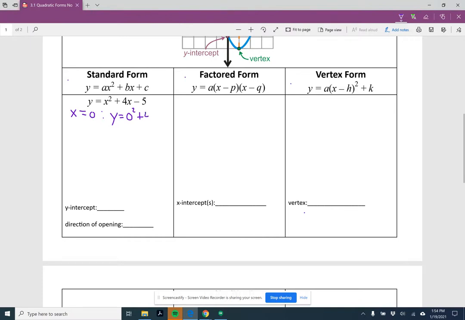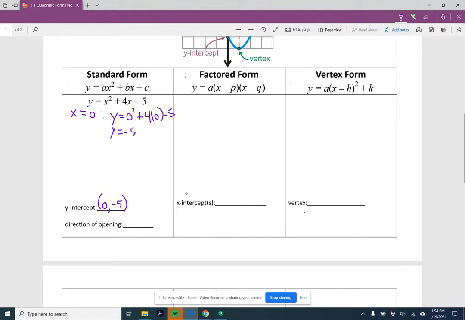0 squared is still 0. 4 times 0 is still 0. So we get y equals negative 5. So for this first example, our y-intercept is the point (0, negative 5). In other words, the graph of that quadratic would go through the y-axis at negative 5.